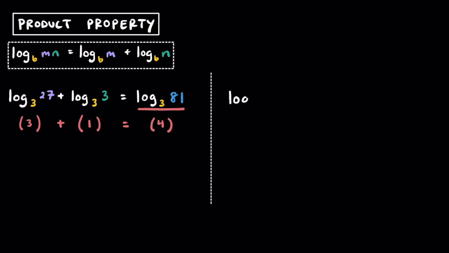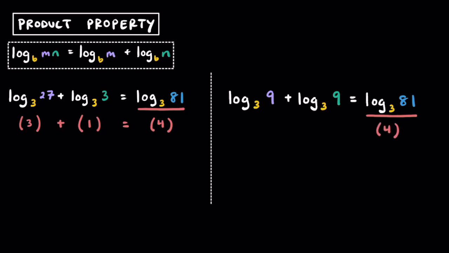Now let's think of two more factors that also multiply to get 81, like 9 and 9. We could write two separate logarithms like log base 3 of 9 plus log base 3 of 9, and that should equal log base 3 of 81. We already know that log base 3 of 81 is equal to 4, but let's see if the left side works out. Log base 3 of 9 means 3 to the 2nd power equals 9, so this is just equal to 2, and that means that this log base 3 of 9 is also equal to 2. Adding these two 2's together, we do get 4.